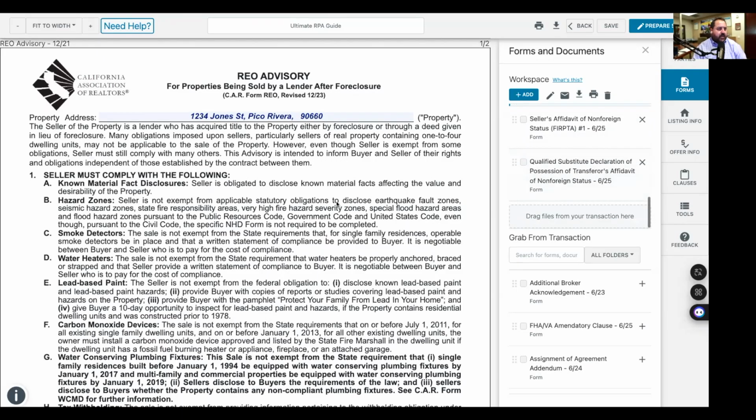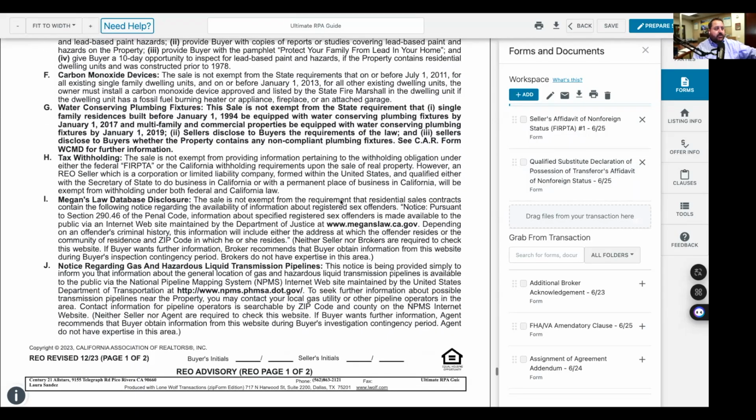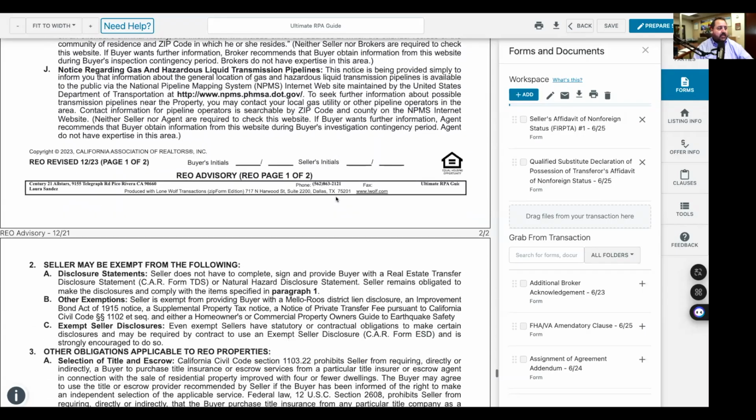Okay. So these are all the things that are required. The Megan's Law database disclosure, the notice regarding gas and hazardous liquids transmission lines. Those are all the mandated disclosures that they're required to give. They're required no matter what. Doesn't matter if it's an REO, a trust, or a probate. The things that they may be exempt from. See, it says maybe. Seller does not have to complete, sign, and provide buyer with a real estate transfer disclosure statement or a natural hazard disclosure statement.